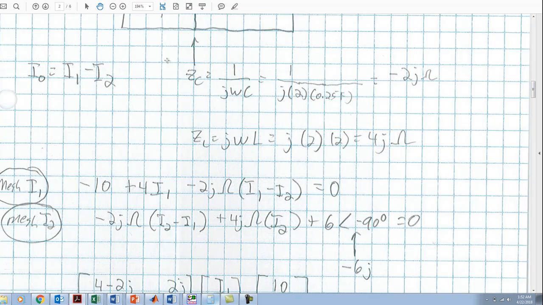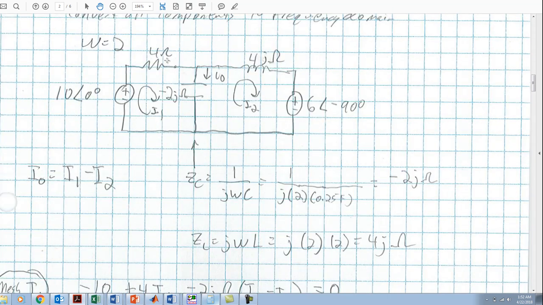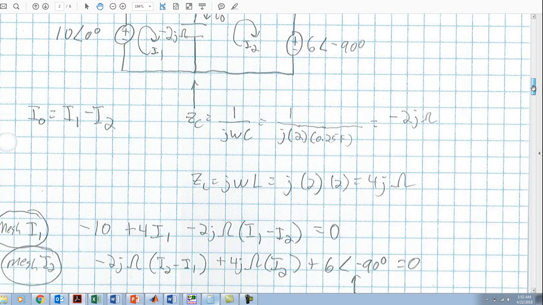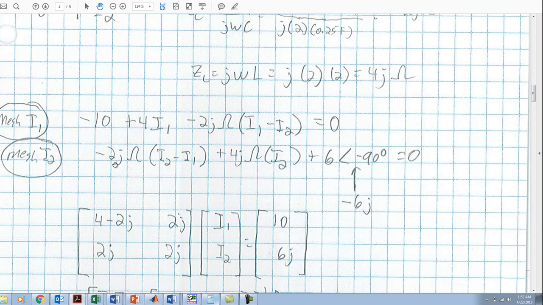Then if we go on to the right, we have an I2 mesh. So we have I2 minus I1 times negative 2j ohms plus 4j ohms times I2 plus 6 phasor negative 90 degrees. And so we have this right here. That, of course, also equals 0 by Kirchhoff's voltage law. And now what we're going to do is get this into matrix form.